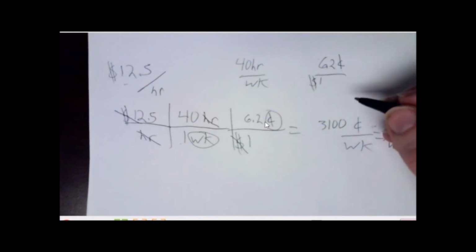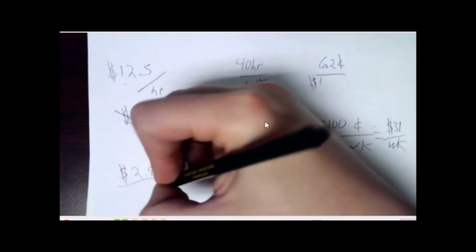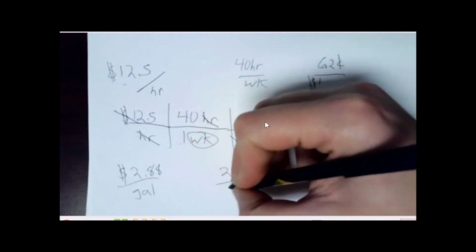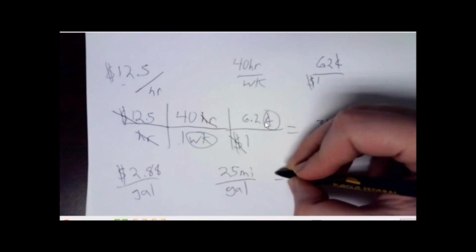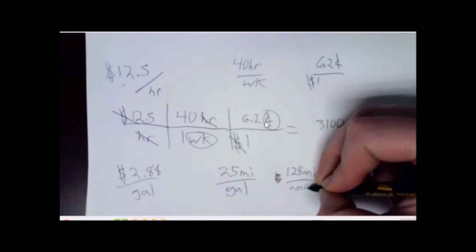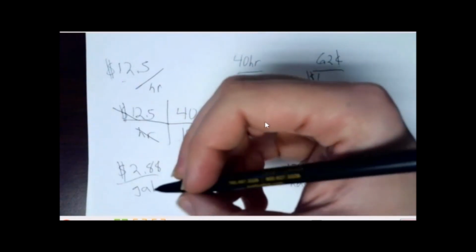Let's look at another one. Say the gas costs $2.88 per gallon at the gas station, which, depending on where you're at, might be a little low, a little bit cheap. Say my car gets something like 25 miles to the gallon. And say I want to drive to Nashville, which is 128 miles away. So the question here is, how much money do I have to spend in gas to get to Nashville? We want money to go to Nashville.